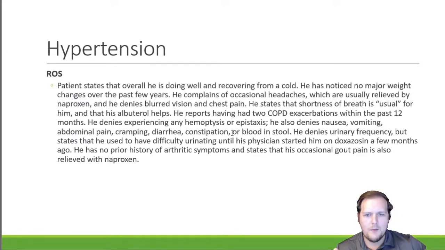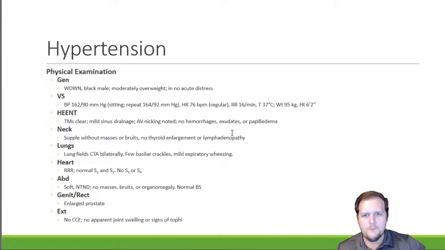Talks about gout pain being relieved with naproxen. Denies urinary frequency, but had problems urinating until he got put on that doxazosin. That goes back to what we were talking about with having an alpha blocker being useful for treating the BPH, right? Because it helps to relax the prostate so that way you can get better flow through the urethra.